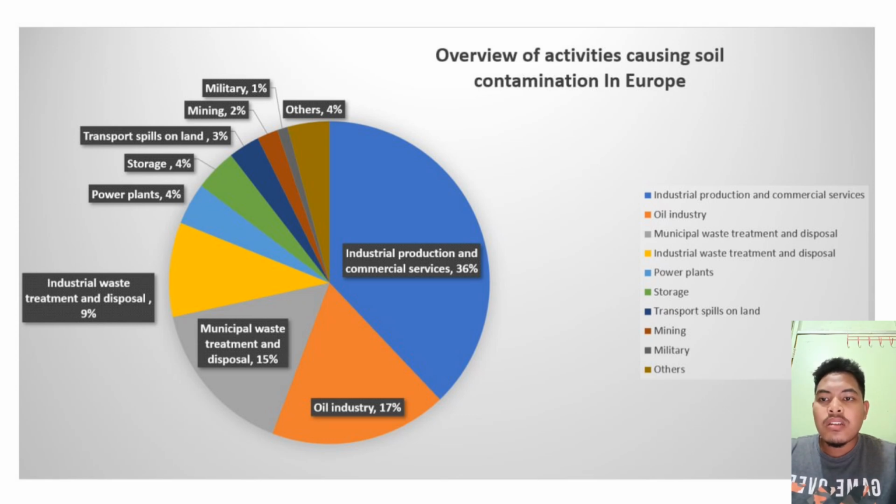We can see the biggest activity causing soil contamination in Europe is industrial production and commercial service. And the least activity causing soil contamination in Europe is military with 1%.